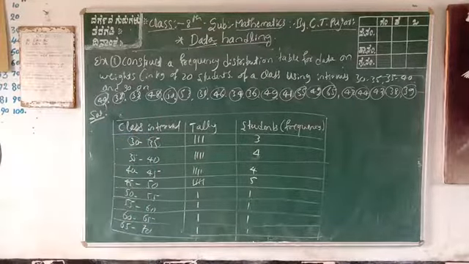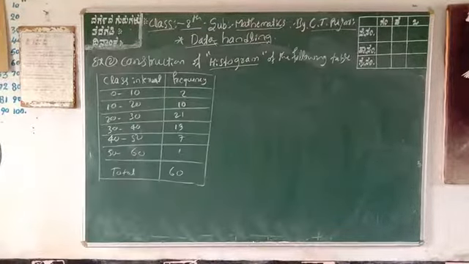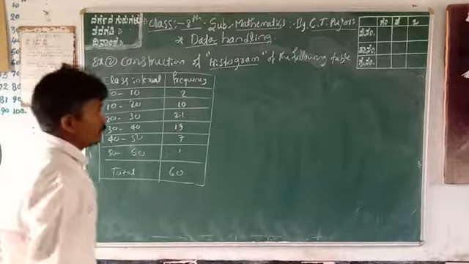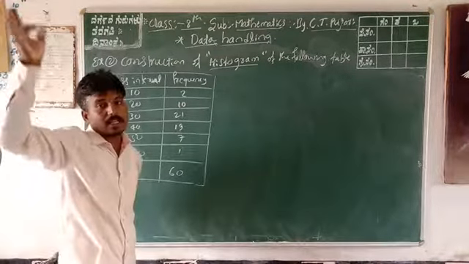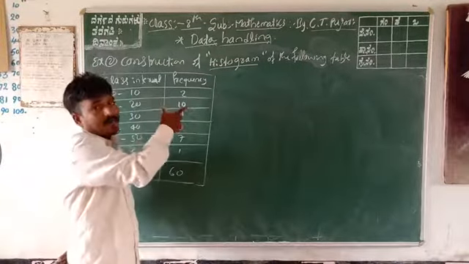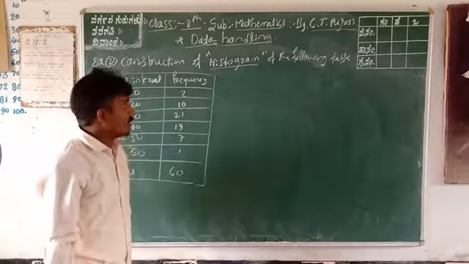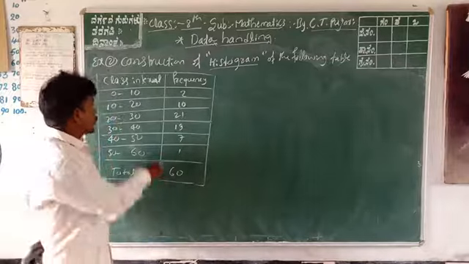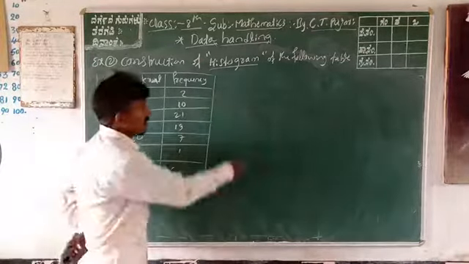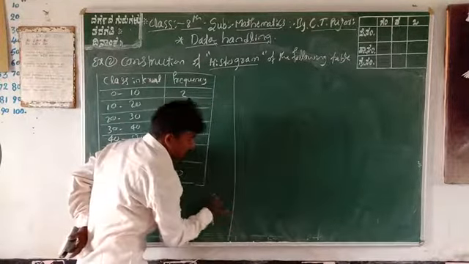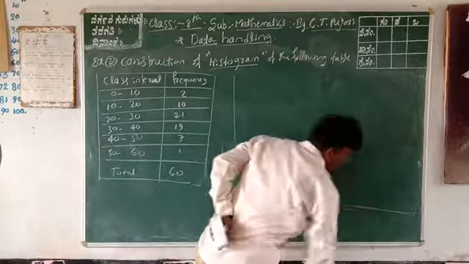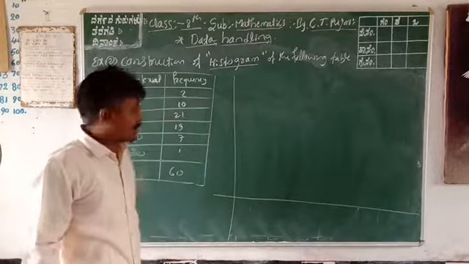Next one, the last example. Check yourself. The last one is construction of a histogram. Dear students, in your previous class you learned about the bar graph and double bar graph. Here you will learn about the histogram, the construction of a histogram from the given class intervals. You also learned about the pictograph in your previous class.